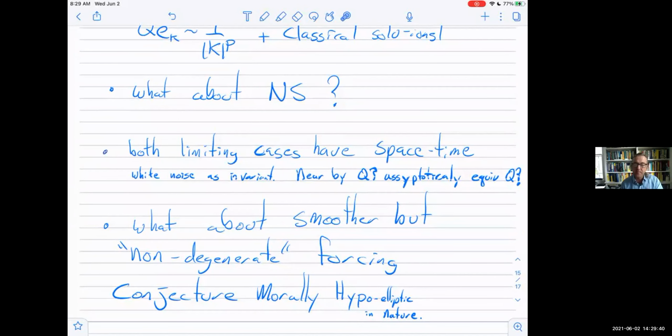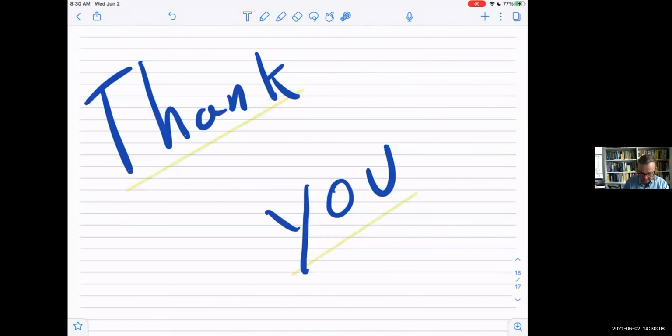What about smoother but non-degenerate forcing? I would conjecture that, and this is nothing new, I think many people think this way, that that's morally equivalent to a hypoelliptic diffusion in nature, even though it forces every direction in the Sobolev space, but it does so in a way that decays so fast to make it very smooth, it really should be thought of as a hypoelliptic diffusion. All right. And with that, I'll just say thank you, and I'll be happy to take any questions anyone has.